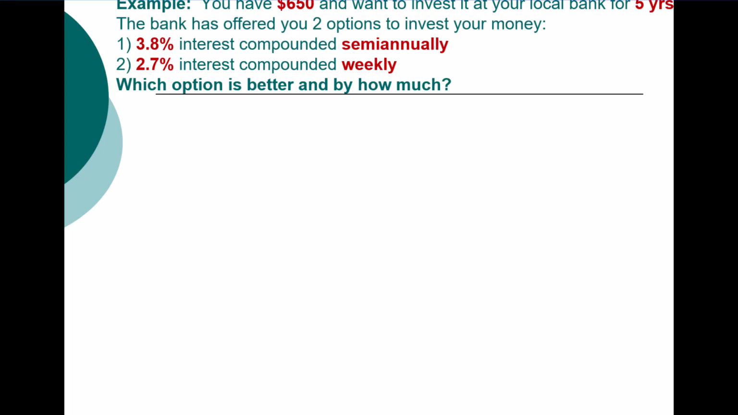But we have two different interest rates. Okay, the first one, semi-annually, we have a higher interest rate. Would that actually end up with more money at the end of the year? Let's check and see. Here's our formula.